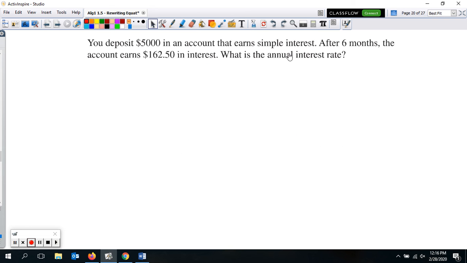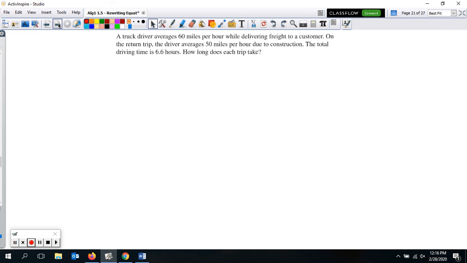Here's another one with interest. We're actually going to do an interest problem, so I won't talk about this one. I'll look at the one we're actually going to do on 17.